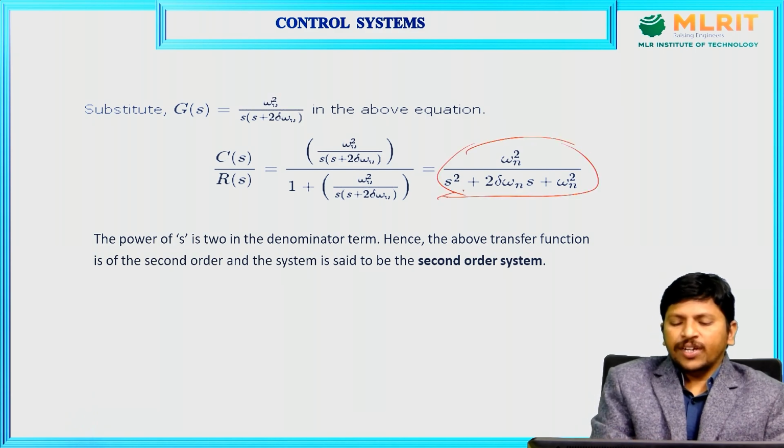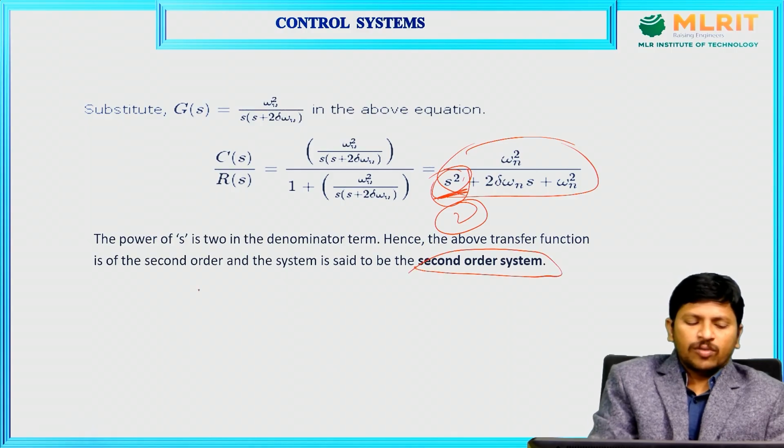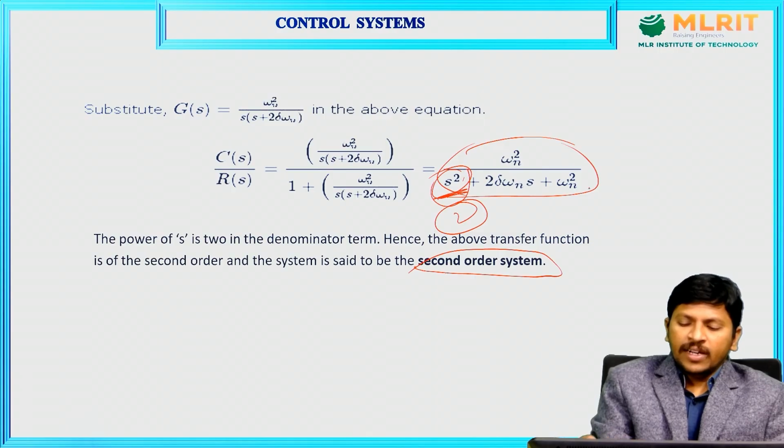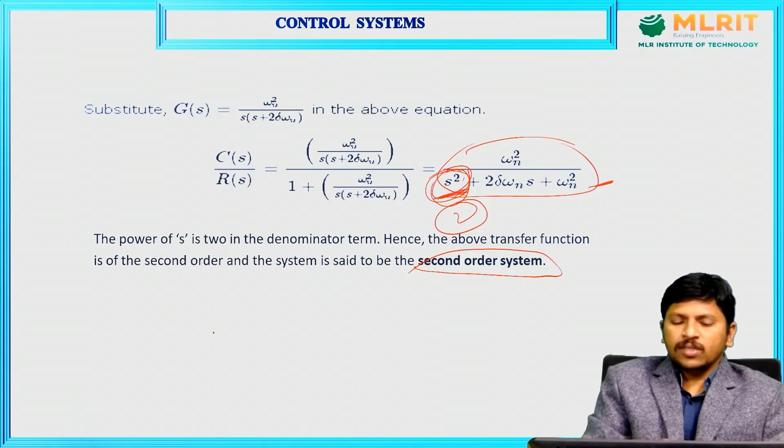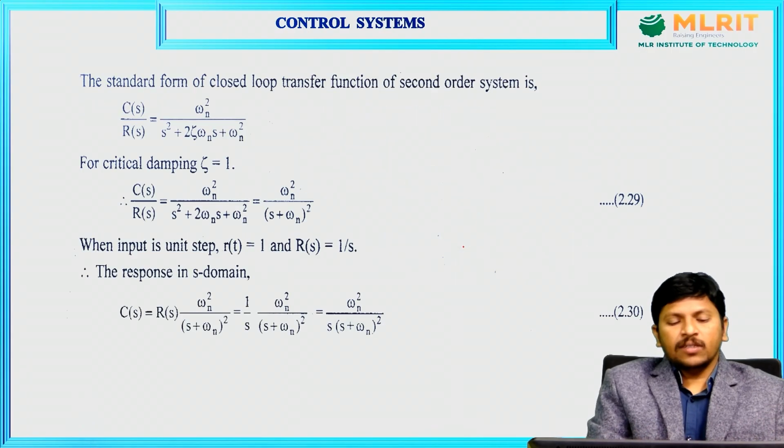Next, observe this equation. In the denominator, the maximum power of s is equal to what? 2. So the given transfer function is that of a second order system, because in the denominator the maximum power of s is equal to 2. That's why this system is a second order system.